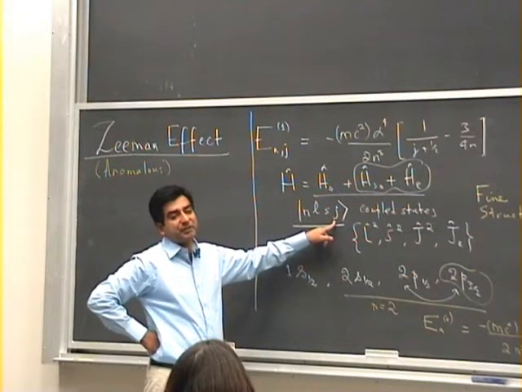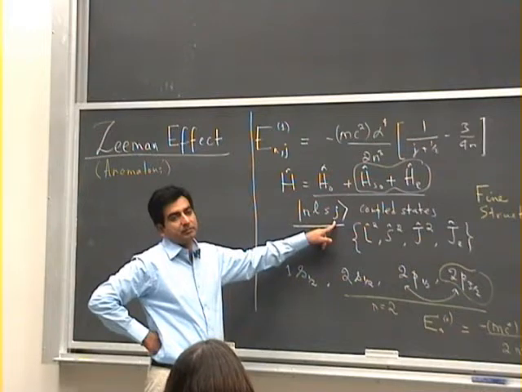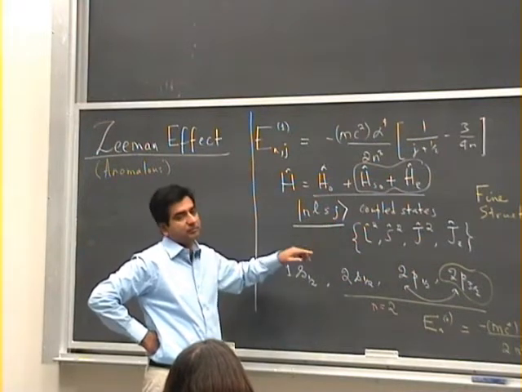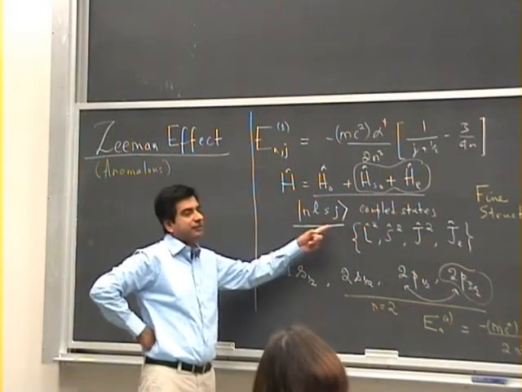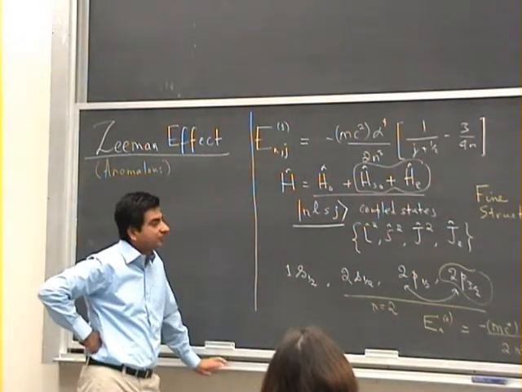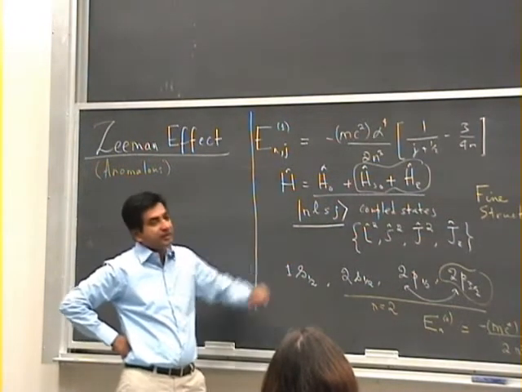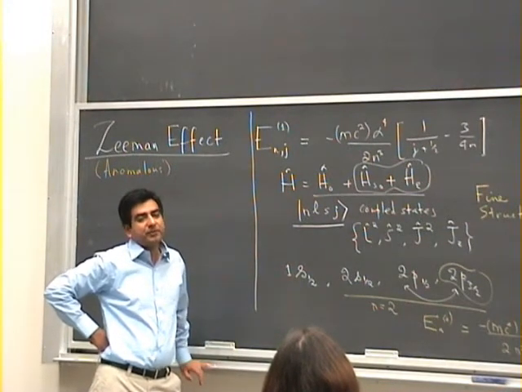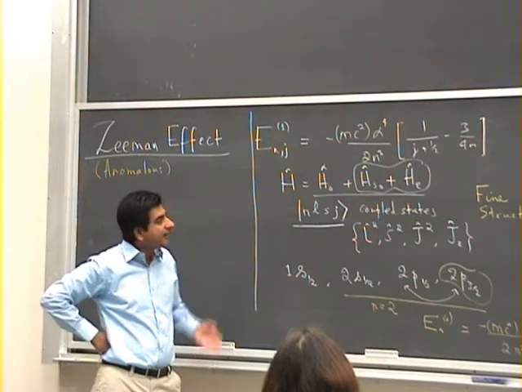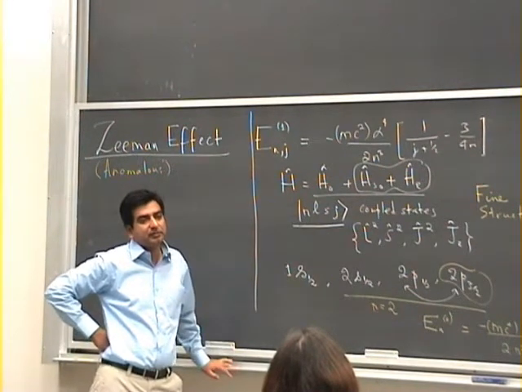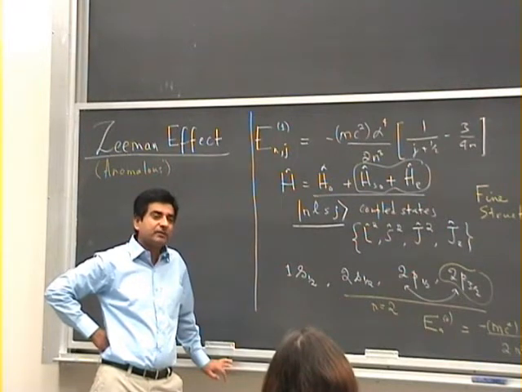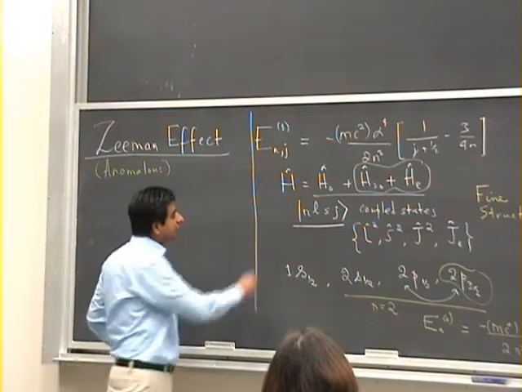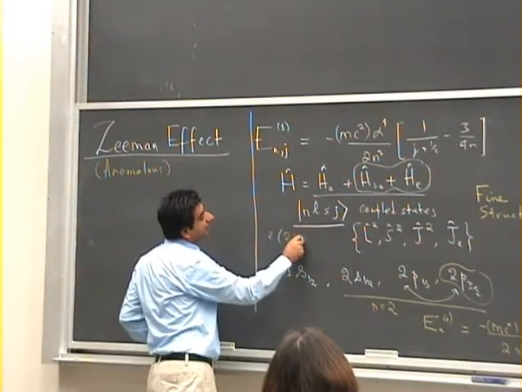So how many values of Mj are possible? How many Mj values does this state have? What's the value of J? You don't know. There are 2J plus 1 values of Mj that are embedded within the state. And the electron can have two spins, it can have two values of Ms. So this is a 2 times (2J plus 1) degenerate state.